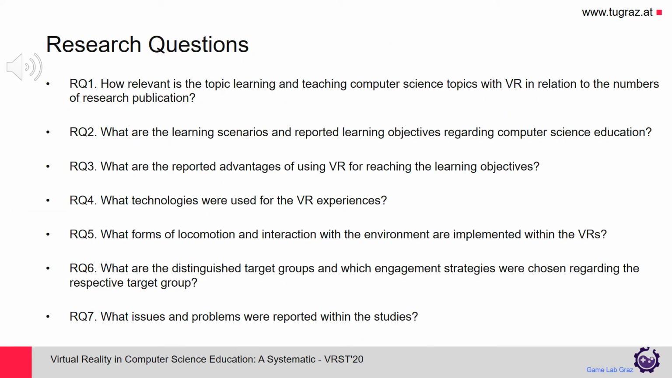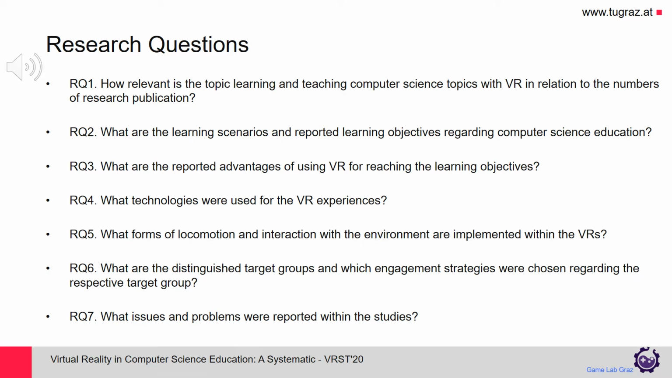Doing so, the first research question of this systematic review asks about the relevance of the topic regarding the numbers of related research publications. The second research question concerns learning scenarios within existing research and its reported learning objectives. As a third question, we assess the reported advantages of using immersive media for reaching those learning objectives. The next focus lies on the used technological devices.